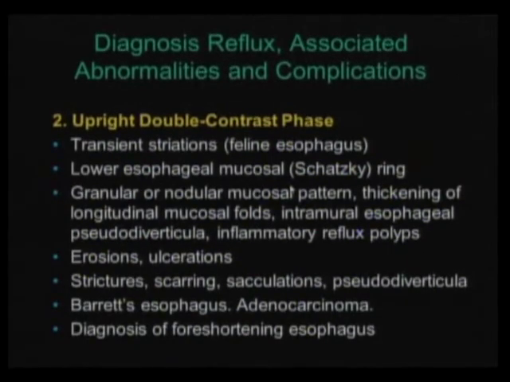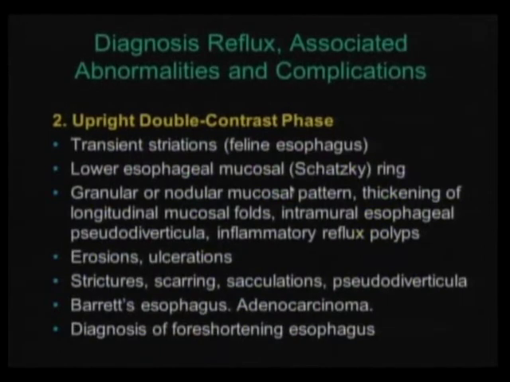So what do we expect to see here? What are we trying to detect? For example, we can see transient striations we call feline esophagus. Later we will see some examples of all of them. We can see if there is a ring in the esophagogastric junction that is associated with long-standing reflux, called the Schatzky ring.